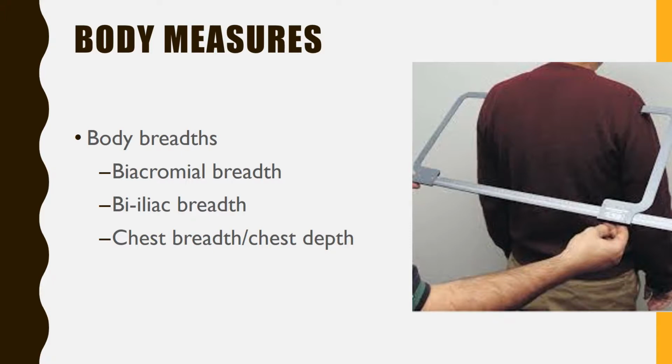There are also various body breadth measurements. Biacromial breadth, pictured here, is a measure of body width across the shoulders. Biiliac breadth is a measure of the body width across the hips. Chest breadth and chest depth is a measure of the size of the thoracic region from side to side and front to back. Body circumferences are also taken, which include chest circumference and waist circumference.